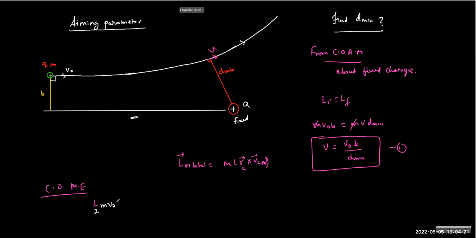But when you come to the nearest point, you have kinetic energy and a potential, which we write as K Q by D minimum. Now you can see that intentionally the V was unknown. Now we have the relation. So can we substitute? Yes, sir.